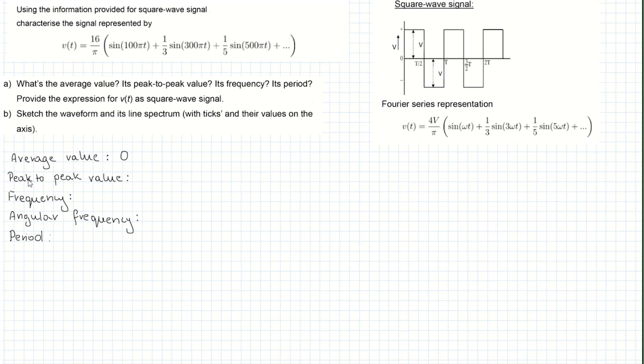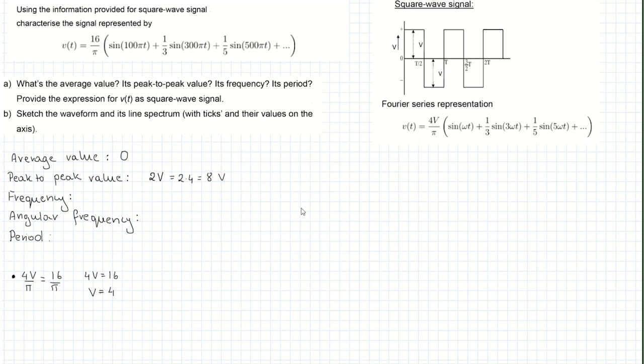Secondly, we will be looking at the peak-to-peak value. Based on our graph of the square wave signal on the right side of the screen, the peak-to-peak value will be equal to 2V. For V over pi equal to 16 over pi, therefore V is equal to 16 divided by 4, which is 4. 2 times V is 2 times 4, which is equal to 8. Therefore, our peak-to-peak value is equal to 8.